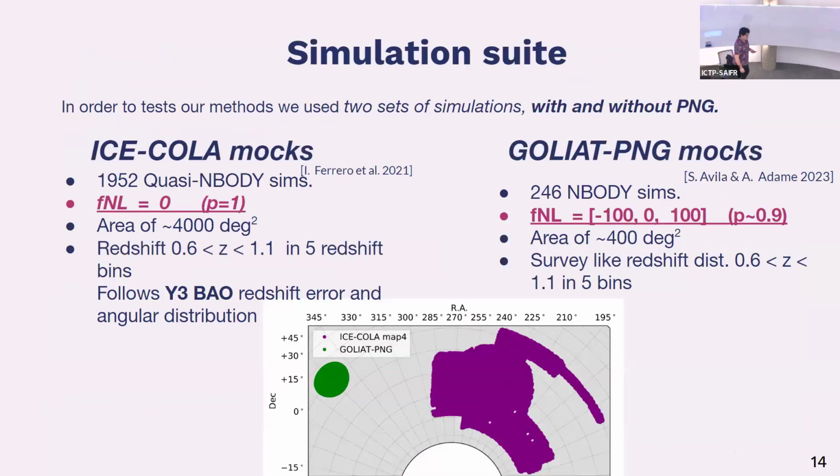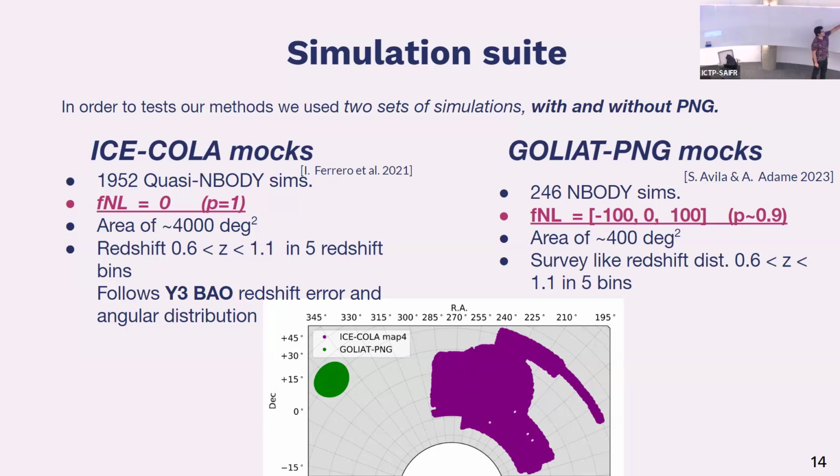In order to test our methods, we will have two sets of simulations. One of them are known as the Escola boxes, whose main properties resemble the properties of the DES, implying that they have the angular coverage of the survey, the same redshift errors, and so on. We cover the same area. The other set of simulations covers a smaller area, but the particularity is that they have fNL imprinted in them.